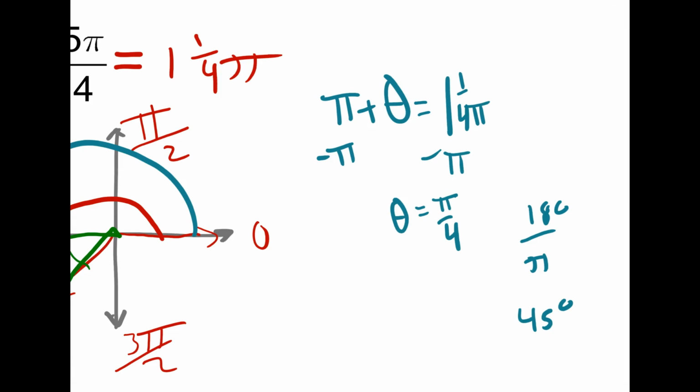45, sweet. Let's do the next one. How do you convert from radians to degrees? You do 180 over pi. Why are you multiplying by 180 over pi and not pi over 180? Because you want to cross pi out, and you want degrees on top.